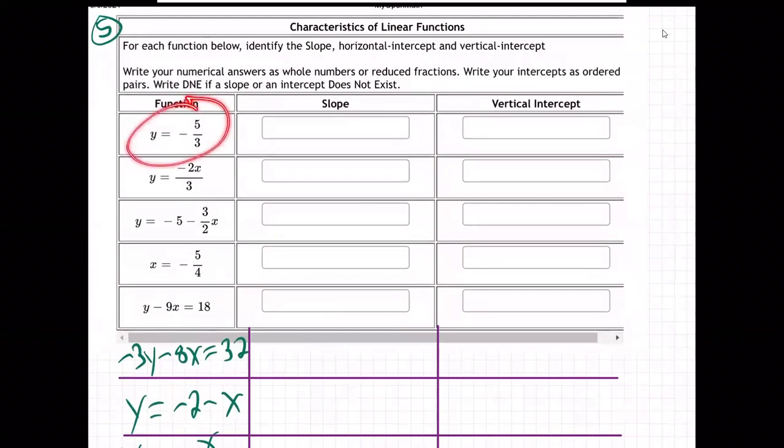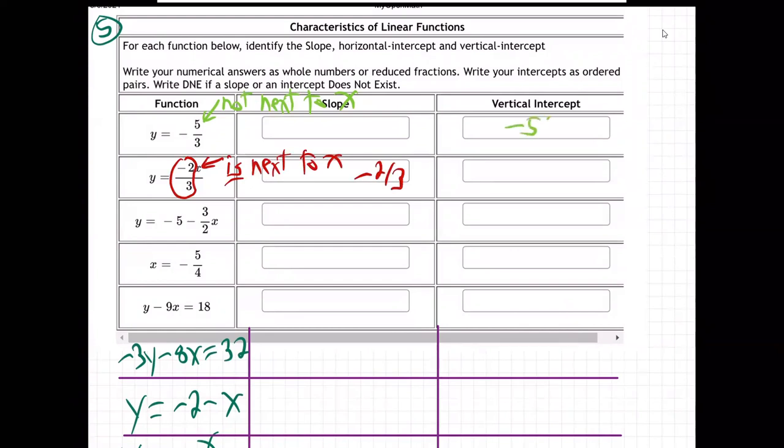Okay, getting back to it. Here it is, y is already alone. Now, the problem is it's only got one number. Is that number next to x? No, it's not next to x, is it? Whereas this one down here, minus 2/3, is next to x. So that means that's the slope, right? Minus 2/3, whereas up here, this one is the vertical intercept, and the other numbers are 0.